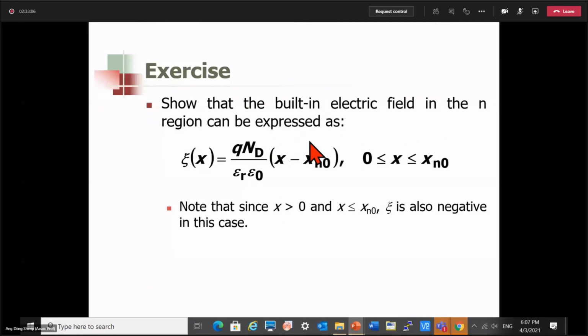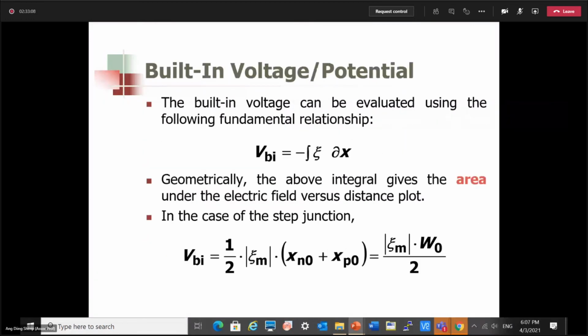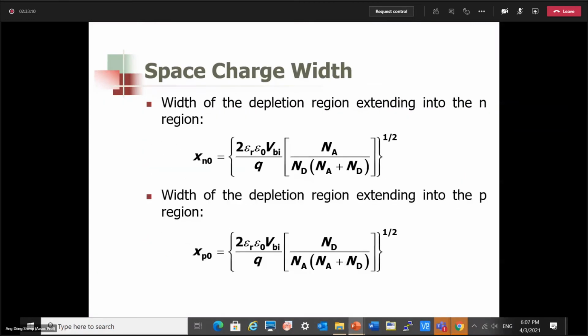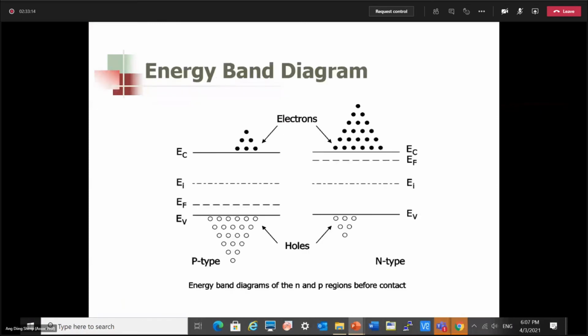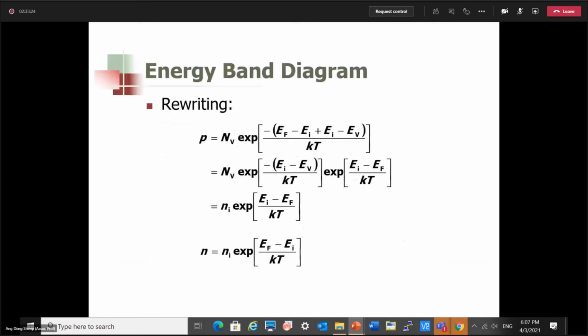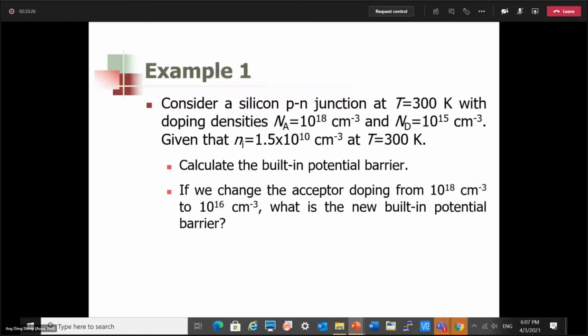All right, so as you can see, at this point, we have fully solved the electrostatic problem of the PN junction. Every quantity is now known: the built-in potential, the built-in electric field, and the space charge stored at the PN junction. All known. That completes the discussion on the electrostatics of the PN junction.